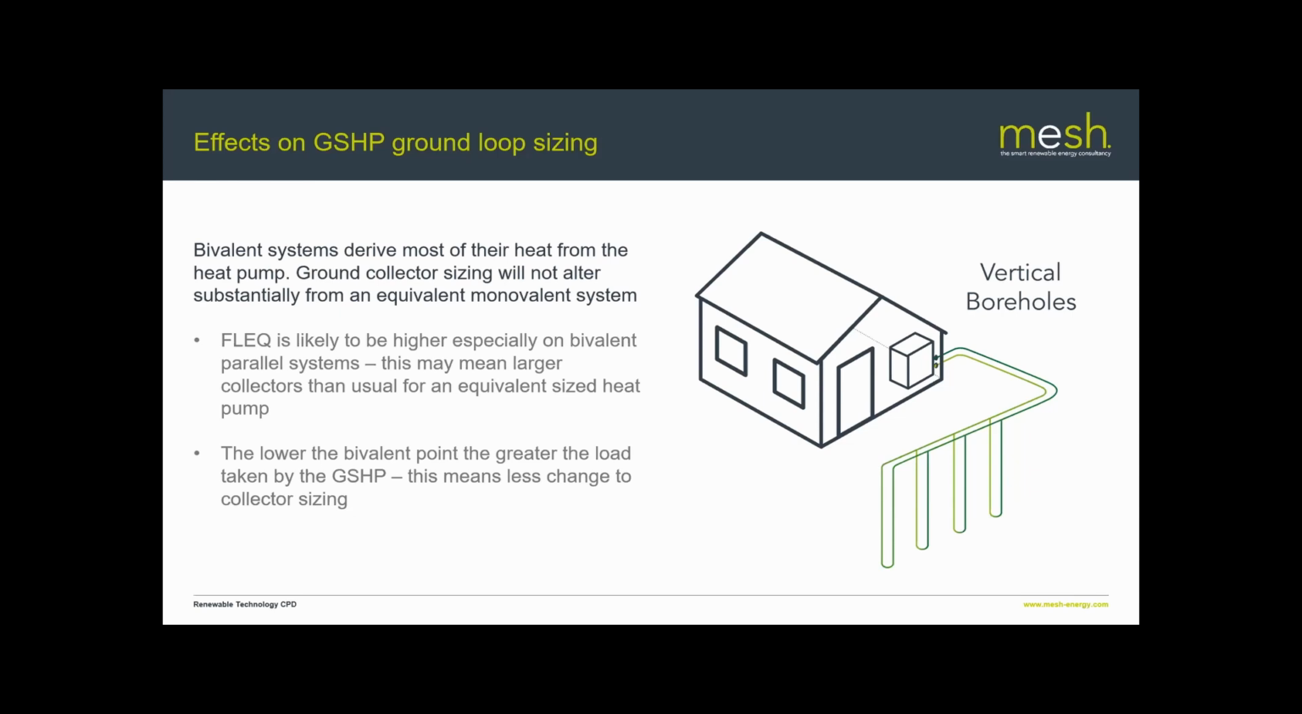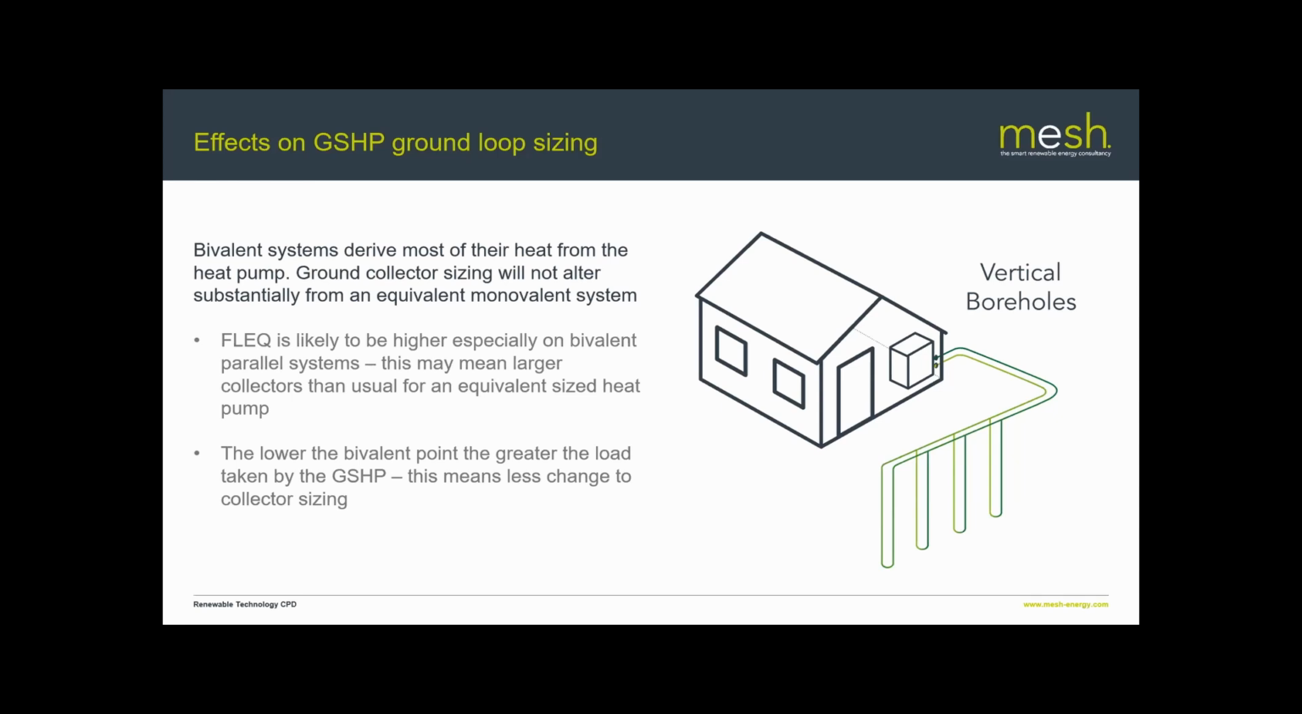The other thing to remember is that, particularly if you're using a bivalent parallel system, the boiler is only topping up what the heat pump can't manage. So for most of the year, or certainly for about two thirds of the year in the UK when we've got the heating on, the heat pump will be running. So if you've got a bivalent alternative system with quite a high bivalent point, then it might reduce the sizing of the ground loops a little bit.